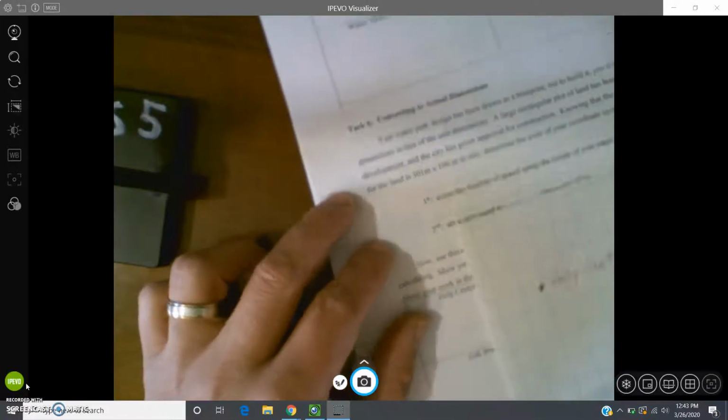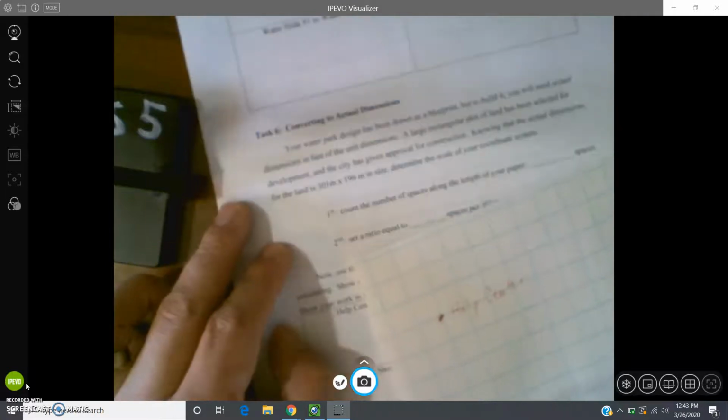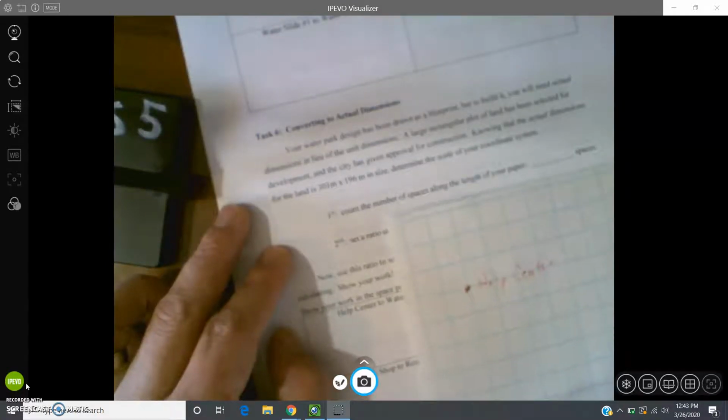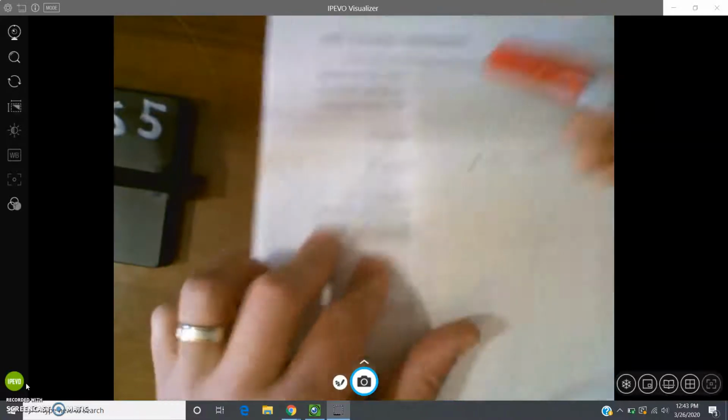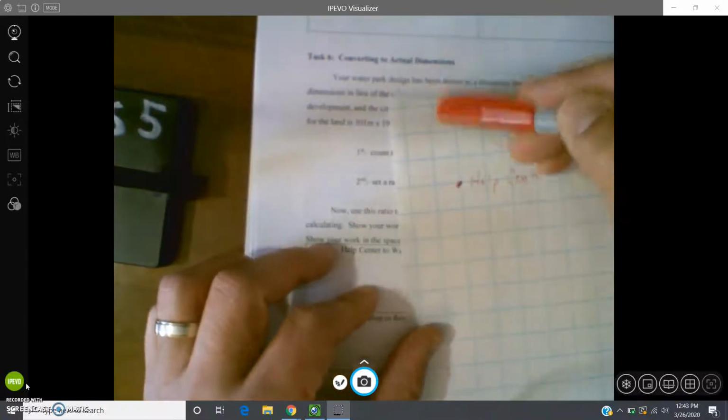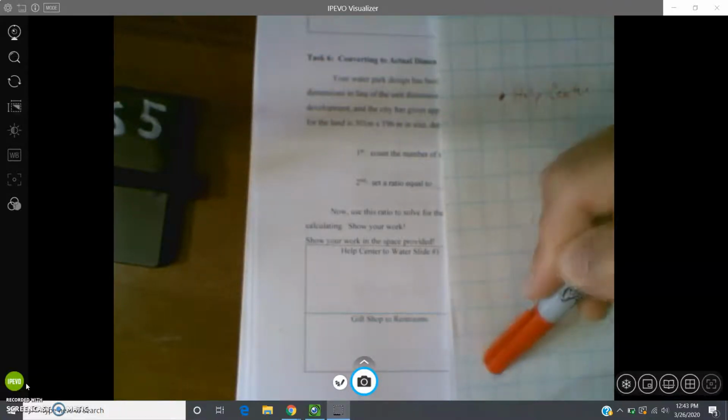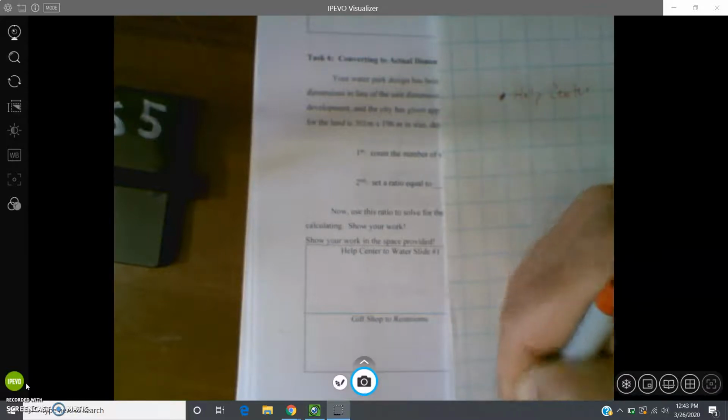So what we have to do, it says, first thing we want to do is count the number of spaces along the length of your paper. When I do that, I'm going to ignore this little tiny gap here. I'm just going to count the nice squares I have, and count that distance. I believe on this paper it is 21. 1, 2, 3, 4, 5, 6, 7, 8, 9, 10, 14, 15, 16, 17, 18, 19, 20. Yep, it is 21. So from good square to good square, that's 21.